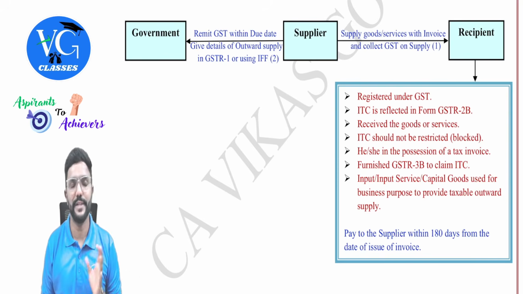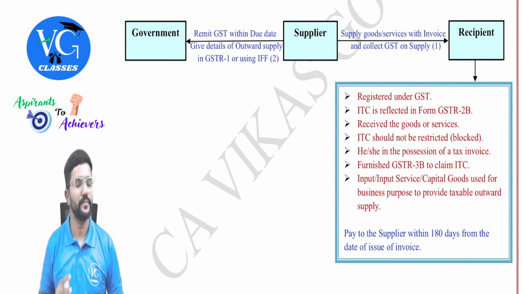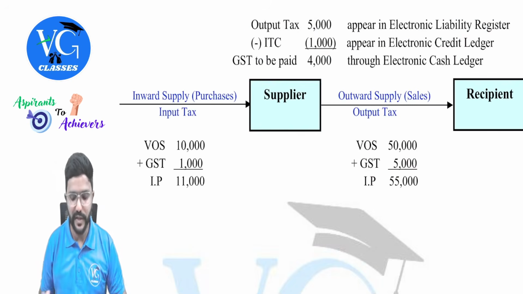It is clearly told in the law. Only when outward supply is taxable, the credit is available on inward supply. So that is why I have told to provide a taxable outward supply. Okay, sir. Fine. And I will also just speak about the returns, guys.